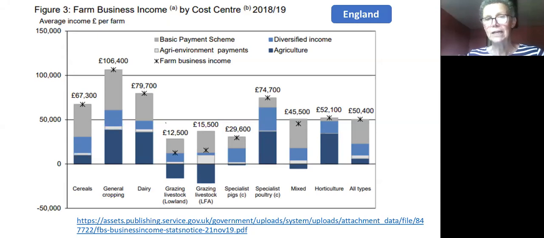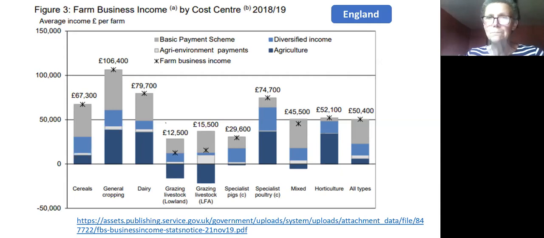And if you look at the figure on top of the column for those two types of farm, you will see the lowland grazing livestock farms on average were only making £12,500, and the LFA farmers £15,500. Now, if you look below the line, the blue below the line is agriculture, basically saying that of those farms in the survey, on average they were losing money from their agricultural activities, which is rather depressing, really.